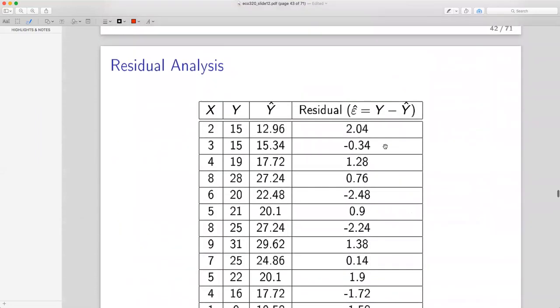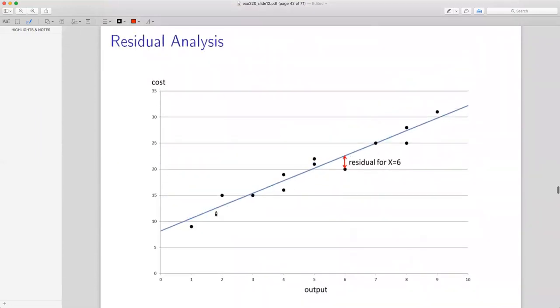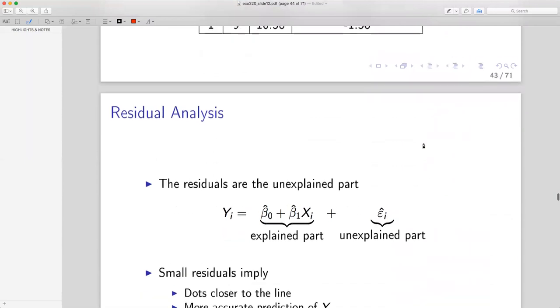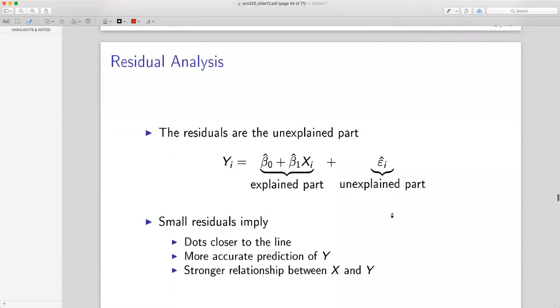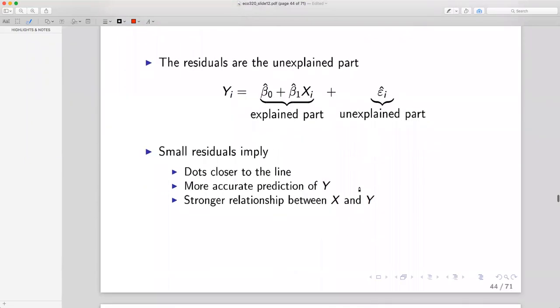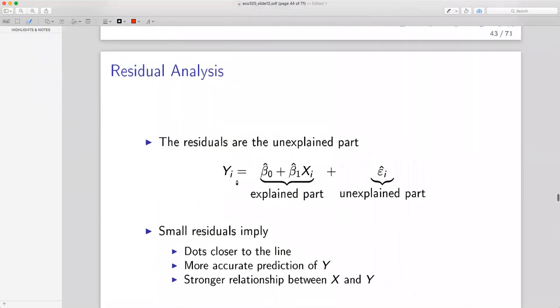We are trying to explain this data as much as possible using this fitted line, right? So that's why this part is the explained part, and this is the unexplained part. Those are the ideas. We are trying to explain those y's using these two. So yeah.